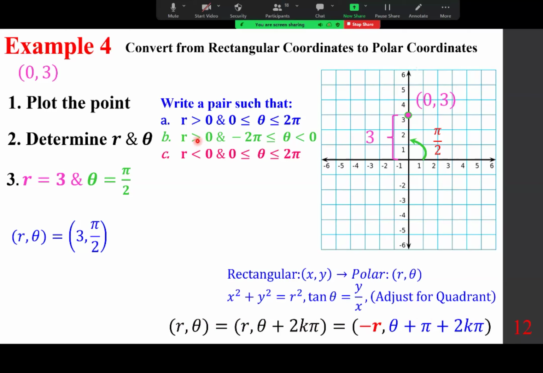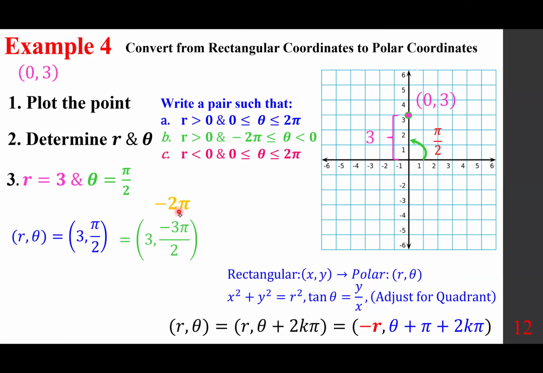However, part B says, okay, we want to keep the r positive, so 3, but this time we want theta to be in a negative direction from negative 2 pi to 0. So basically, subtract 2 pi or add negative 2 pi. That's how you get there. So pi over 2 and negative 2 pi add up to negative 3 pi over 2. So 3 comma negative 3 pi over 2. That's part B, everybody.